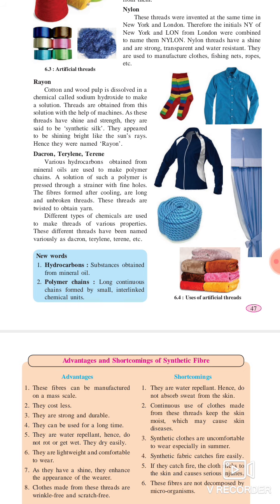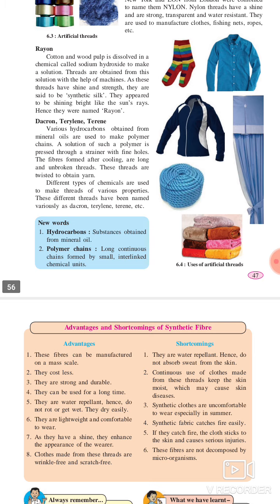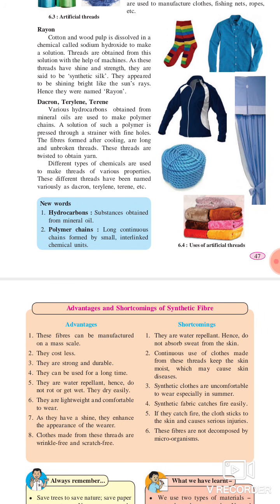Next is Dacron and Terylene. Various hydrocarbons obtained from the mineral oils are used to make a polymer chain. A solution of such a polymer is processed through a strainer with fine holes. The fiber formed after cooling are long and unbreakable threads. These threads are twisted to obtain the yarn. Different types of chemical are used to make a thread of various property.